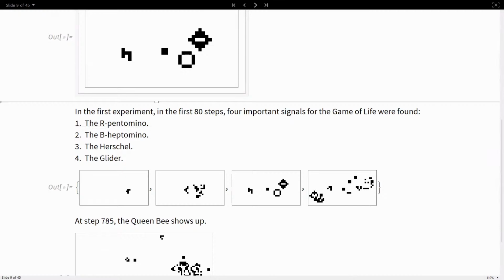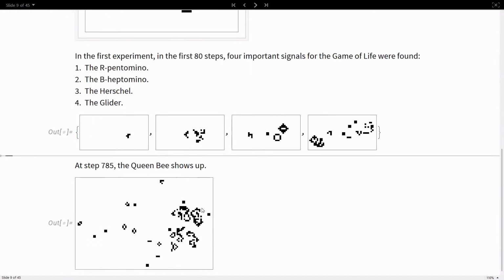So in this first experiment, the R pentomino was noticed. They also noticed this shape was one that came up a lot, and the Herschel shape was another shape that they saw come up a lot, usually isolated, and they noticed the glider. Much later in the evolution of the R pentomino, at step 785, they noticed this shape down here called the queen bee. And what it did is slightly oscillated back and forth before destroying itself.